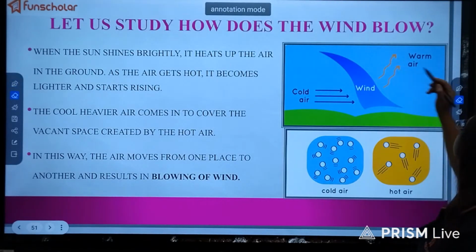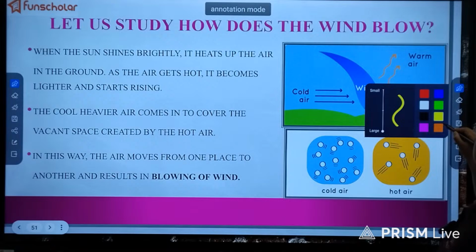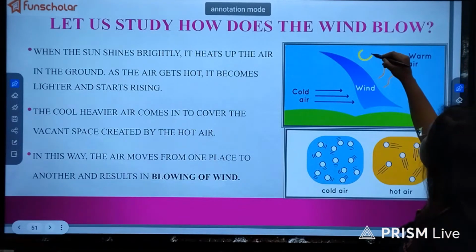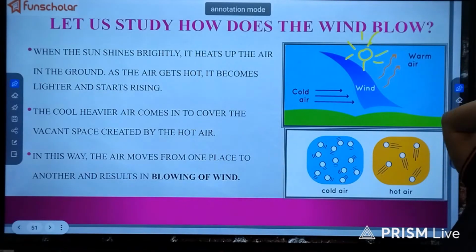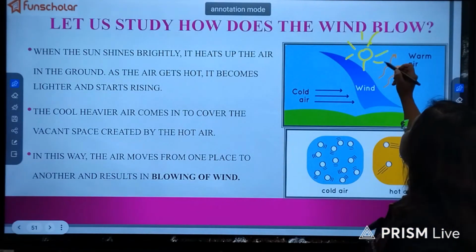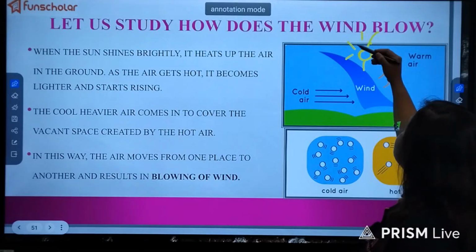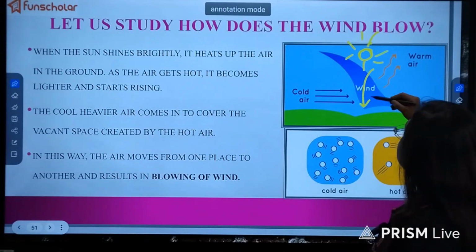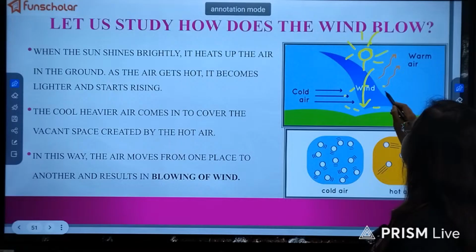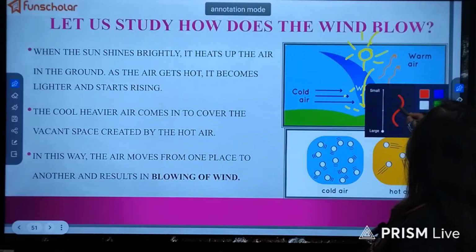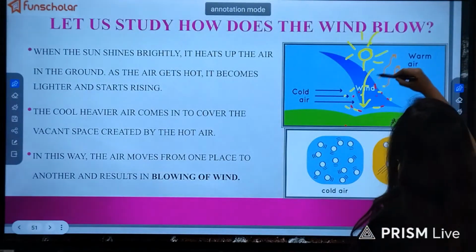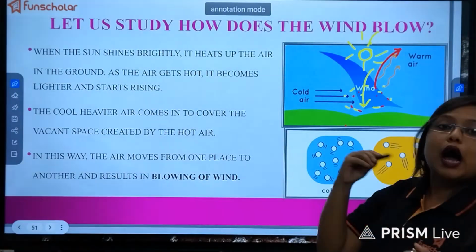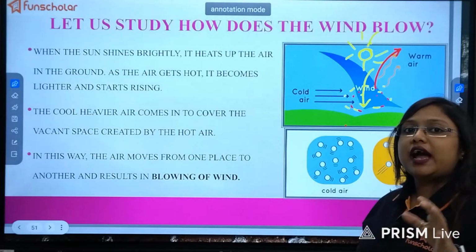Let's just make a sun. This may not be exactly how it looks, just think about a kid making it. Now this is the sun. If the sun is hitting that surface, the air surrounding this surface gets heated, and then it will get lighter, and the hot air is going up, and there is a vacant seat.